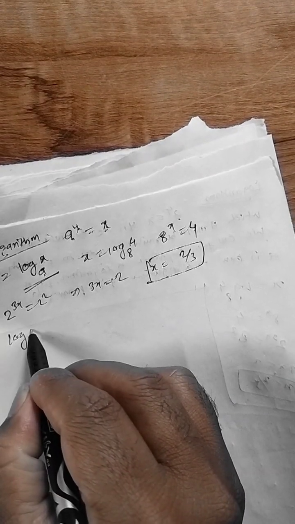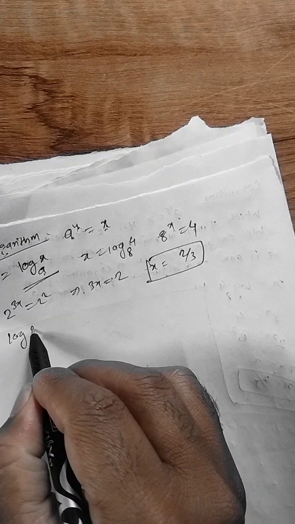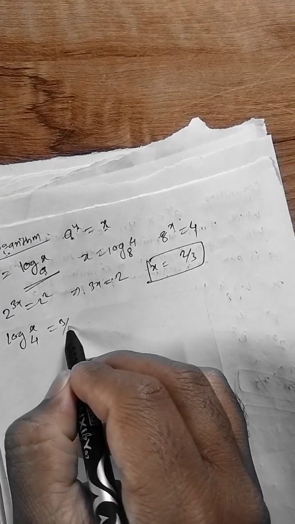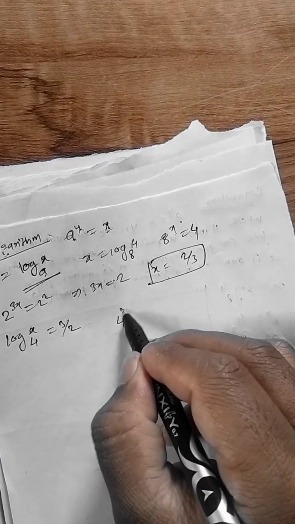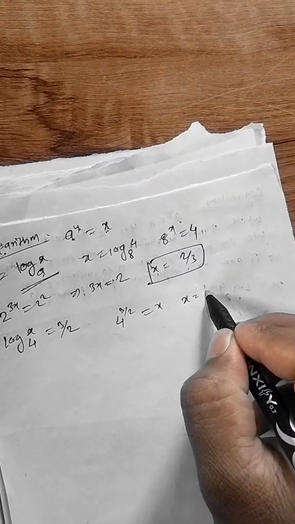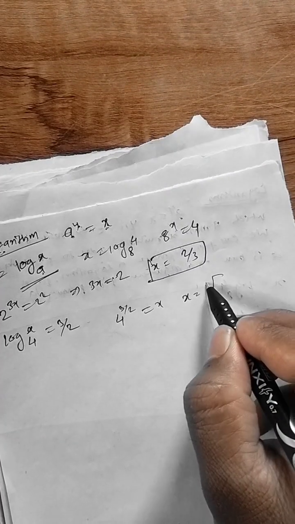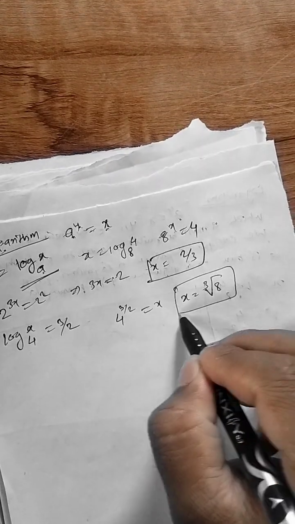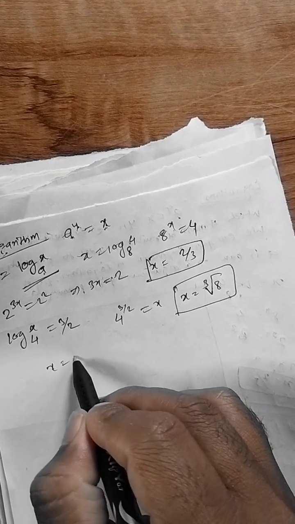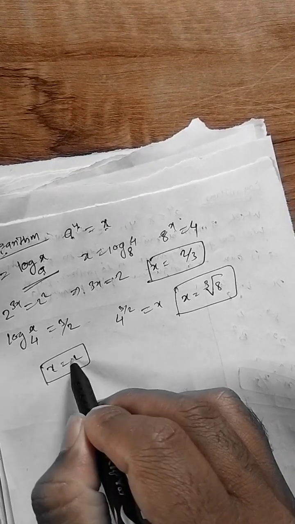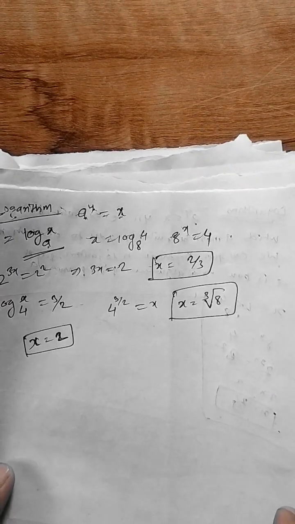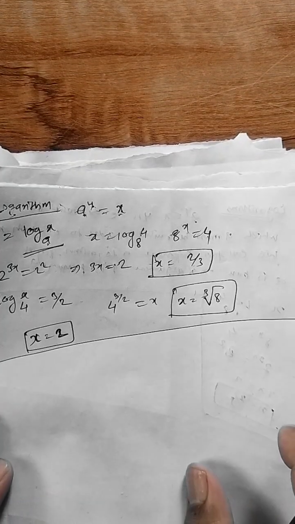Similarly, log of x to the base 4 is equal to 3 by 2. So 4 raised to 3 by 2 equal to x. x is equal to the cube root of it. x is equal to 2. So this is the concept of logarithm.